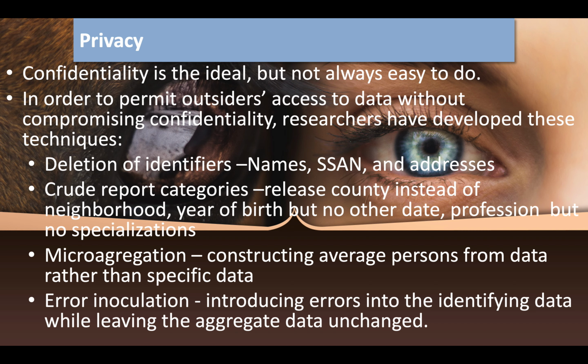In order to permit outsiders access to data without compromising confidentiality, researchers have developed these techniques. Deletion of identifiers, names, social security numbers, and addresses. Crude report categories, release county instead of neighborhood, year of birth but not other date, profession but not specializations. Microaggregation, constructing average persons from data rather than specific data. Error inoculation, introducing errors into the identifying data while leaving the aggregate data unchanged.